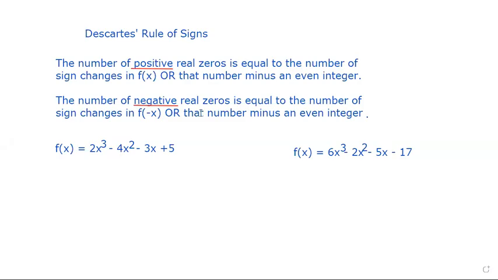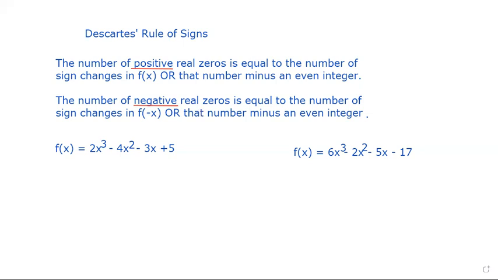Okay, here we want to look at Descartes' Rule of Signs. Descartes' Rule of Signs is a very useful way that we can tell how many real zeros we have in a polynomial function. Now remember, we can have either positive real zeros or negative real zeros when we're looking to find the zeros of these problems. So the number of positive real zeros is equal to the number of sign changes.